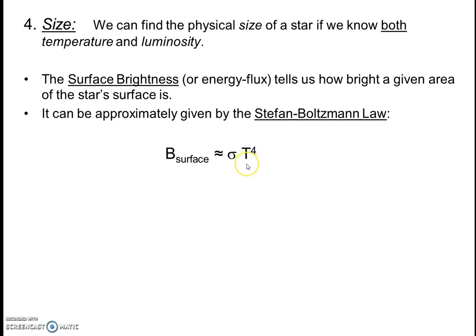If you double the temperature, the surface doesn't get twice as bright. It gets 2 to the 4th power, or 16 times as bright. If you cut the temperature in half, the surface doesn't get 1/2 as bright. It gets 1/16 as bright. And so the surface brightness of the star is very, very sensitive to temperature.